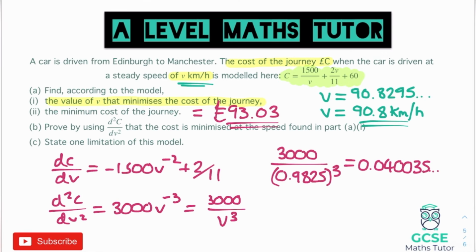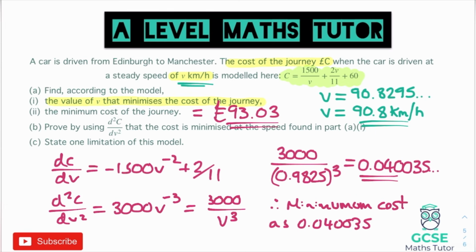Now this number here is greater than 0. So we would write, therefore, it is a minimum cost, as 0.040035 is greater than 0, and you could even put therefore it is a local minimum point.